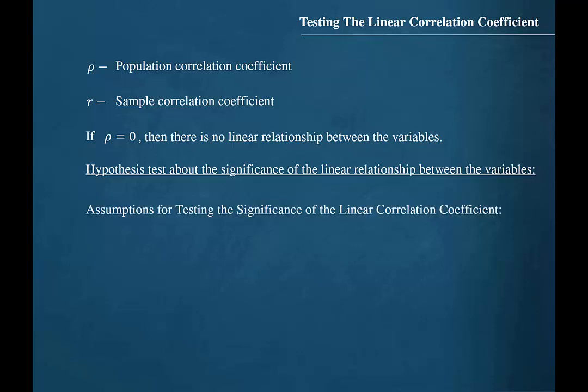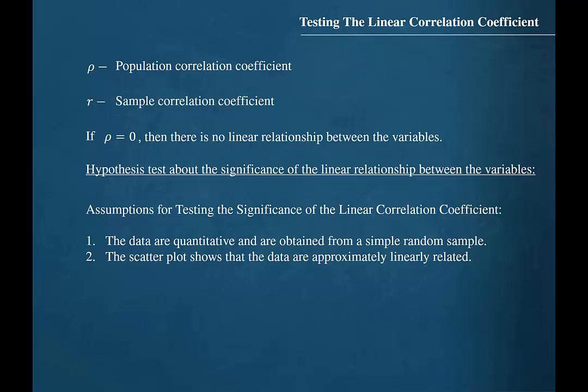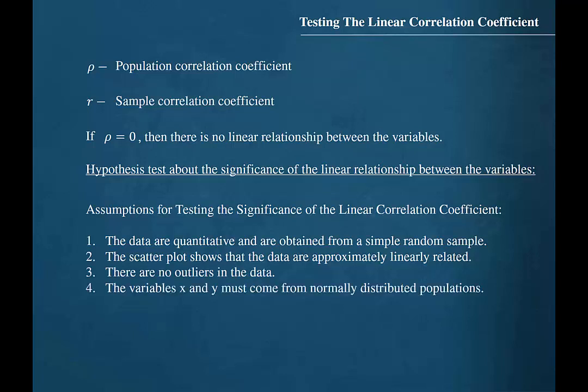There are 4 assumptions for testing the significance of the linear correlation coefficient. 1. The data are quantitative and are obtained from a simple random sample. 2. The scatter plot shows that the data are approximately linearly related. 3. There are no outliers in the data. 4. The variables x and y must come from normally distributed populations.